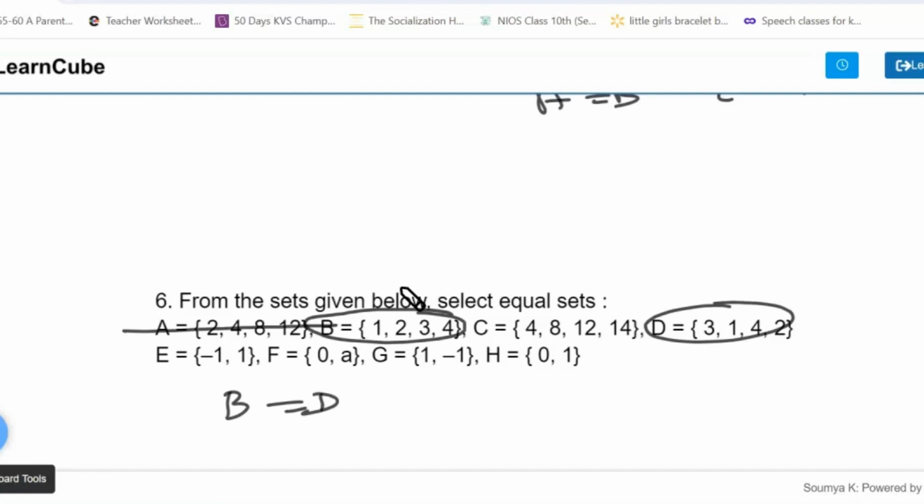Then comes C, that is 4, 8, 12 and 14. Again, you don't have a similar set to your C. Then comes E, minus 1, 1. So E and G are equal sets. F and H are not equal because the elements are different. So only E and G, and B and D, are the equal sets.